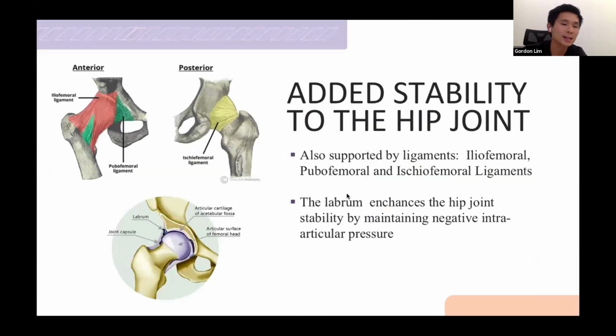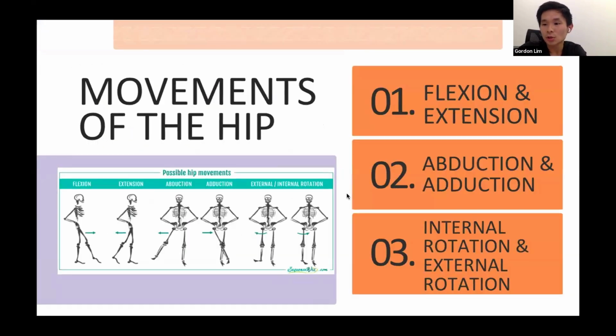So what other structures add stability to the hip? It is also supported by ligaments such as the iliofemoral ligament, pubofemoral ligament, and ischiofemoral ligament. The labrum also deepens the acetabulum socket and further enhances the hip joint stability by maintaining negative intra-articular pressure. There are generally 6 movements of the hip: flexion, extension, abduction, adduction, external rotation, and internal rotation.